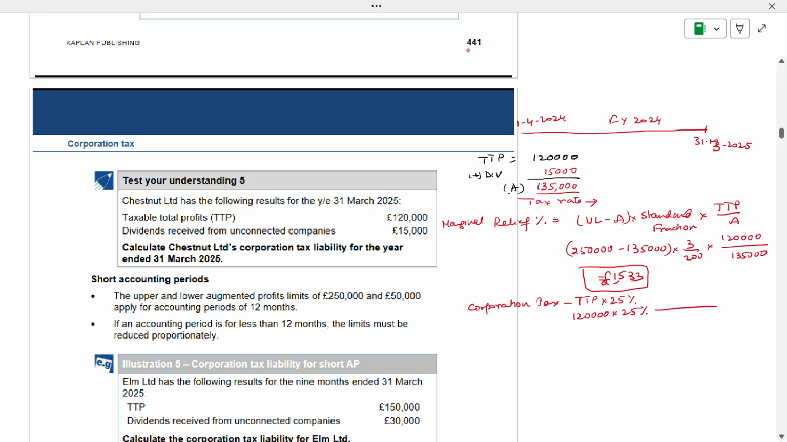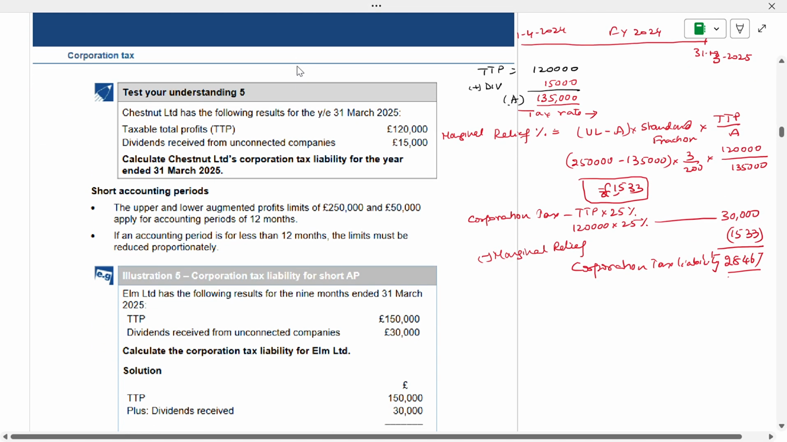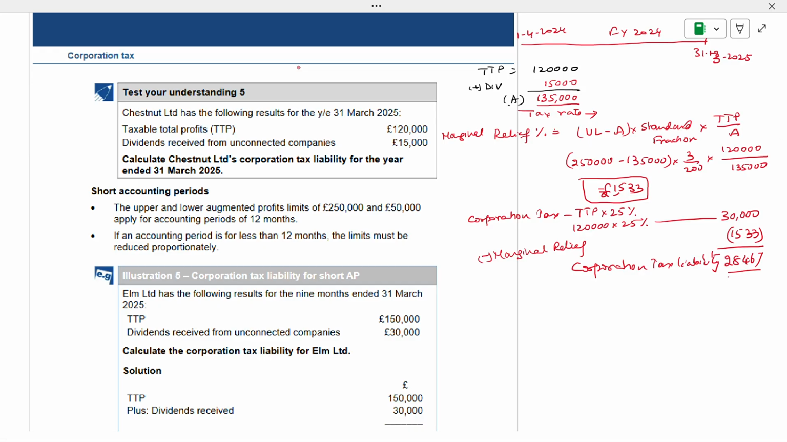Okay, corporation tax is how much on TTP? TTP times 25%. 120 times 25% comes to 30,000. Okay, marginal relief. How much is there? 1,533. It comes to 28,467.